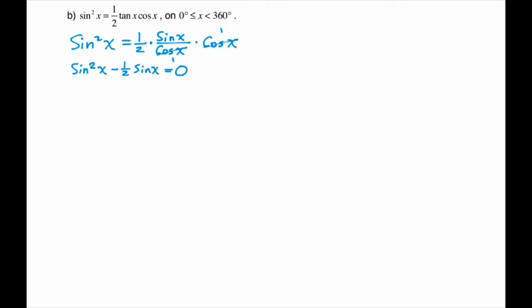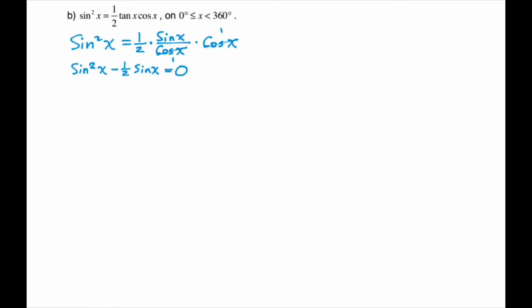Now, if we do a substitution on the right-hand side, replacing the tan x with sine over cosine, what you'll notice is that there is a common factor of cosine that can be divided out here. So I'm going to do some simplification first. Once I do that, I can easily take this term, the 1/2 sine x, and move it to the other side of the equation. So now I've got sine squared x minus a half sine x equals 0.